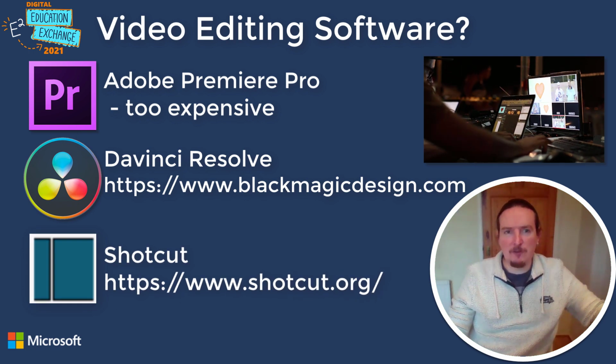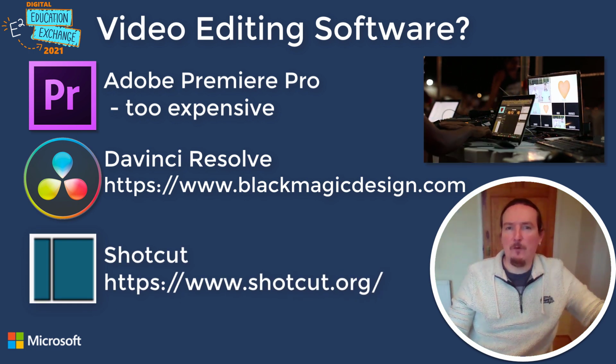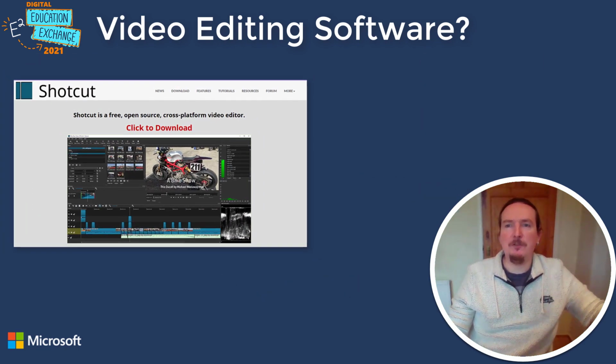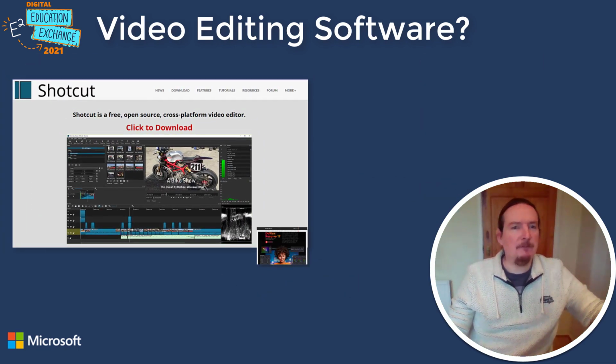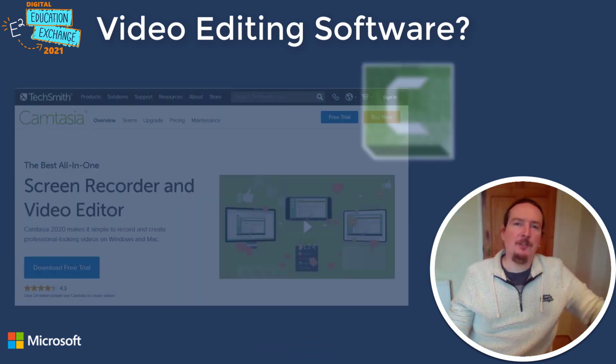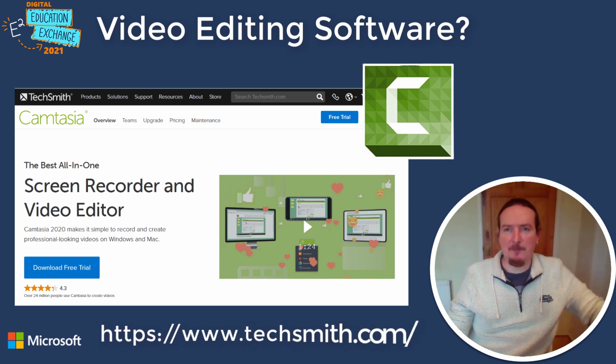Both packages are cross-platform, being available for Windows, Mac and Linux. Shotcut is fully open source, whereas DaVinci Resolve offers a paid studio version with additional features including high-end effects, filters and audio plugins. But to be perfectly honest, the free package has far more features than most of us are ever likely to need. My final recommendation is Camtasia from TechSmith.